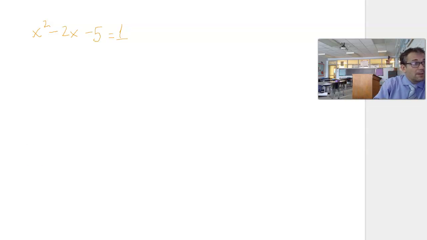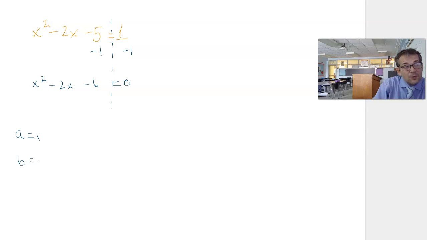Phase 1 is going to be to apply that quadratic formula, which means one side's got to equal 0. So the best way to make this equation equal 0 is to draw that line, remove this 1 from both sides, leaving me with x squared minus 2x minus 6 equals 0. This makes my a value 1, the b value negative 2, the c value negative 6.